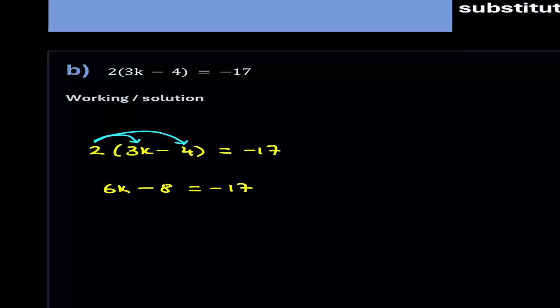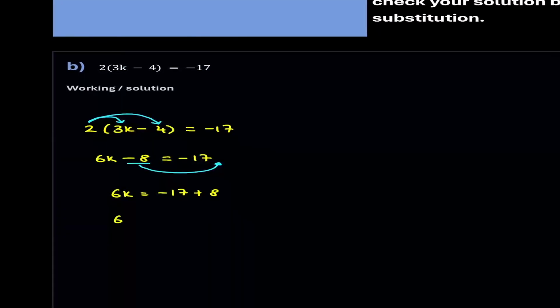Okay, let's isolate the k in this case. So we're going to bring this negative 8 to the right-hand side. So left-hand side is 6k, right-hand side is negative 17 plus 8. So don't forget that negative on that 17. And we can work that out. So negative 17 plus 8 is just neg 9. So you could say 6k is neg 9.